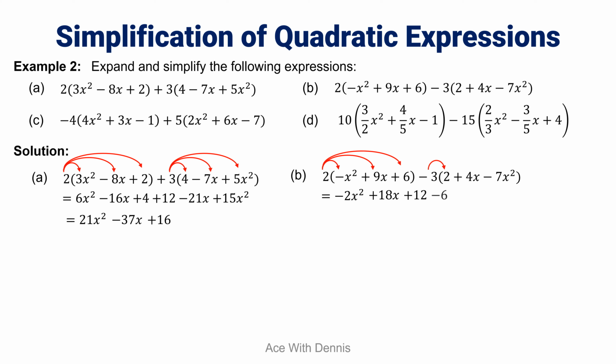Next, negative 3 times 2, we get negative 6. Negative 3 times 4x, we get negative 12x. Negative 3 times negative 7x squared, we get positive 21x squared.